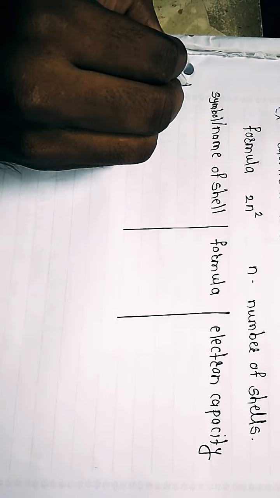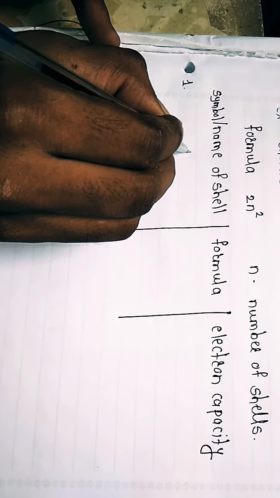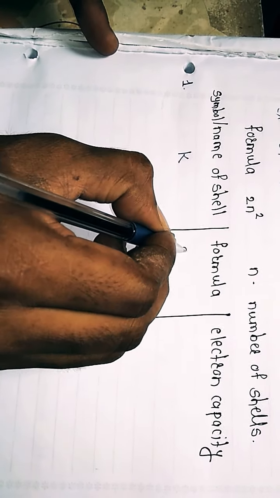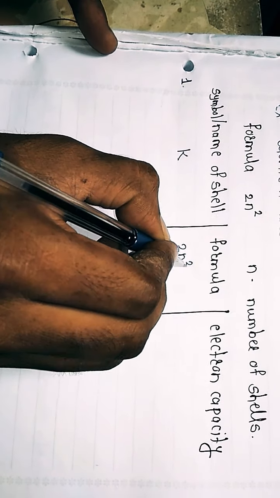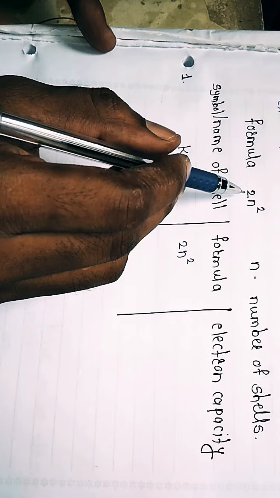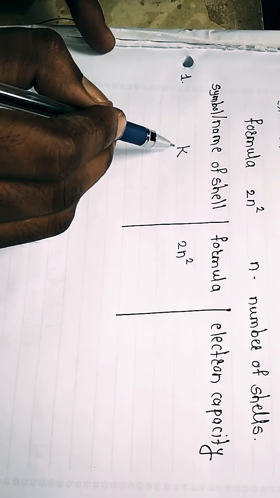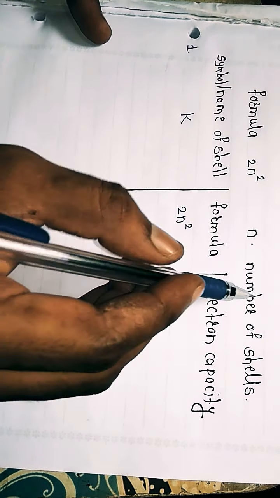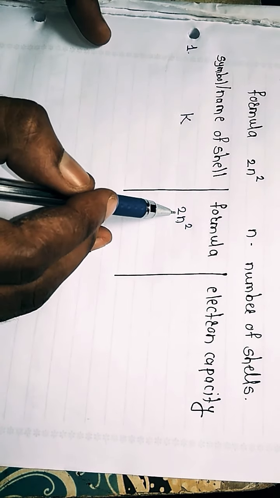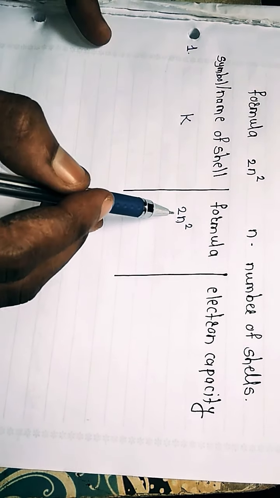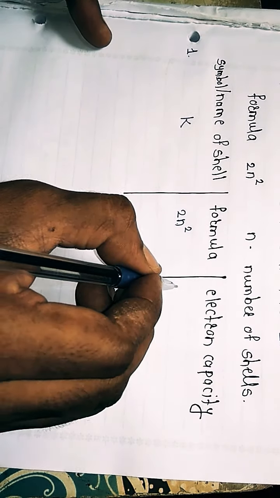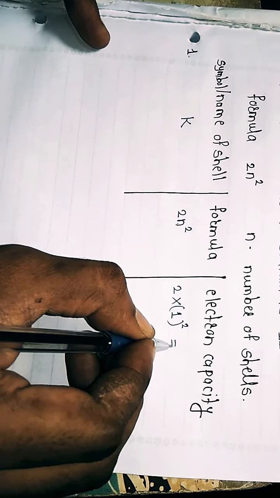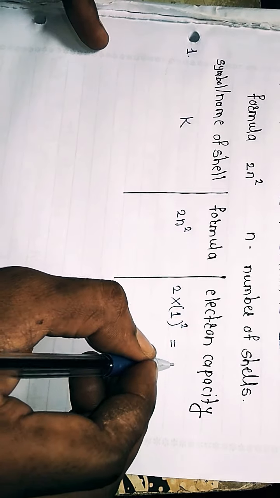The first shell we can discuss by its name or symbol, the K shell. Formula, as we know, 2n square, which was written above the table. First shell name is K, formula is 2n square. By the formula, n is the number of the shell, which means n is equal to 1. By putting n equal to 1, we get 2 into 1 square, which is 2 into 1, that is 2.